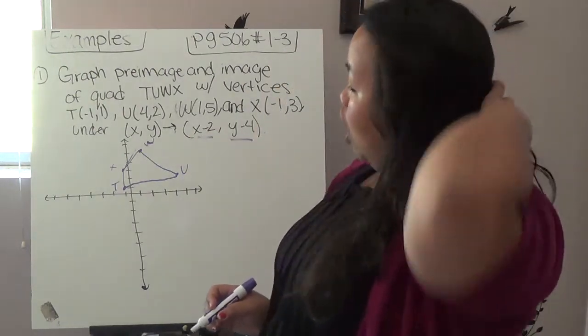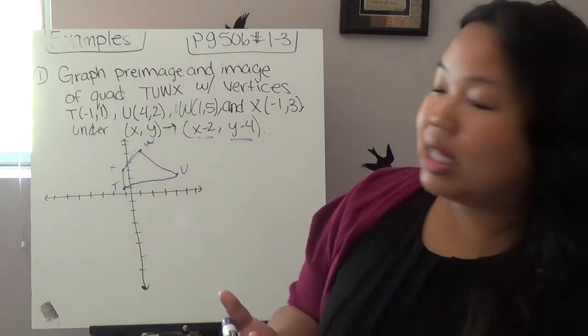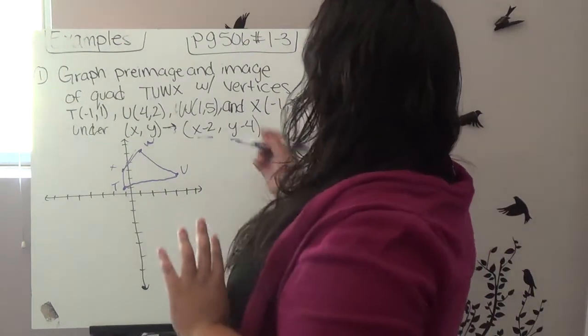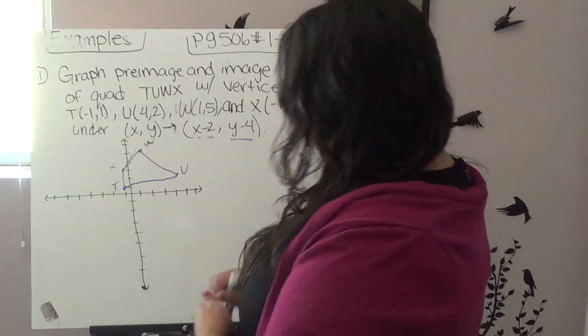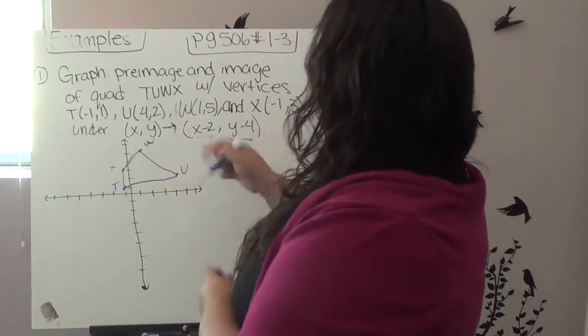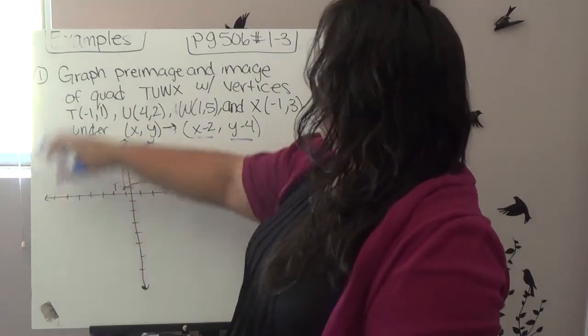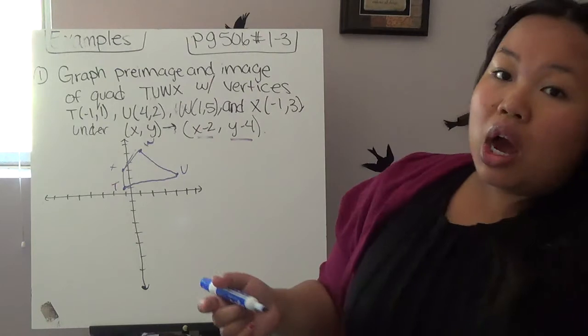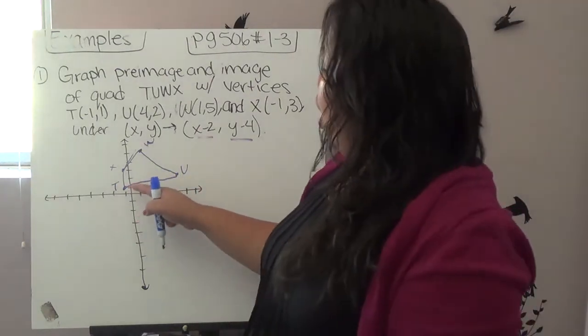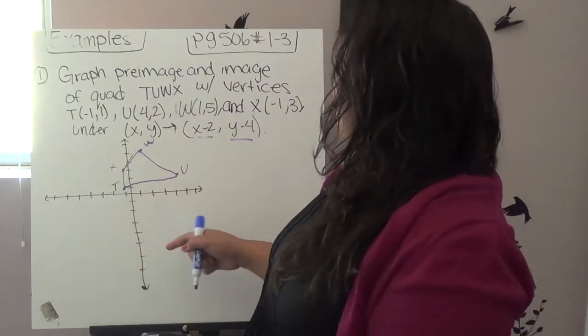The important thing you should know is that with a translation, you should always end up with the same shape. Okay? So let's look at this. We're going to use another color. It wants us to move everything back 2 and down 4. There are one or two ways that you can do it. You can take each one and move it back 2 and down 4.